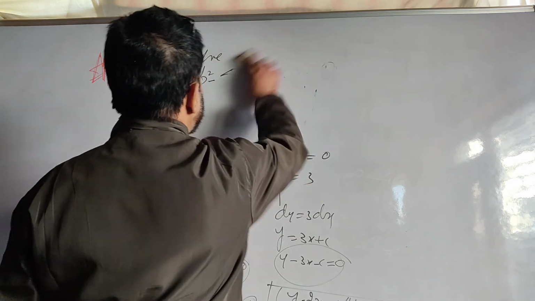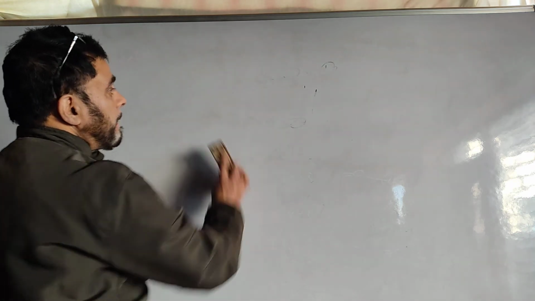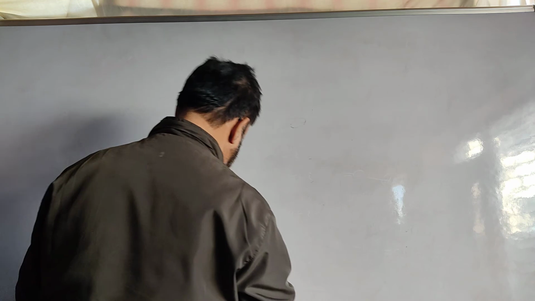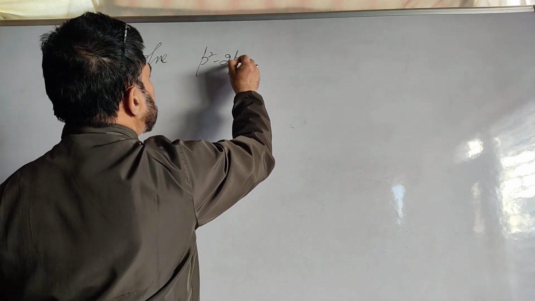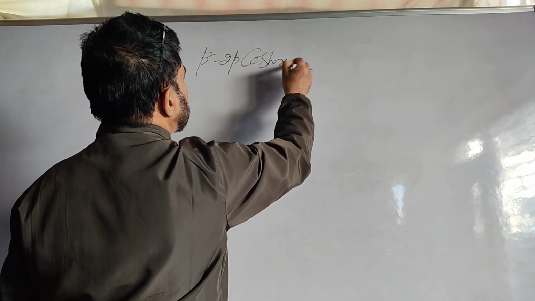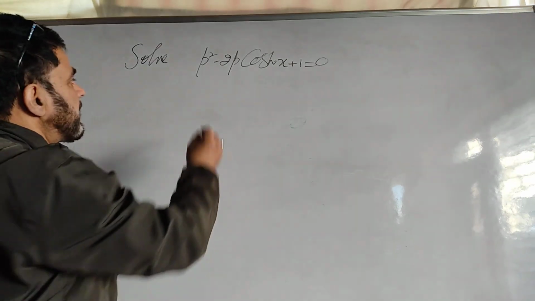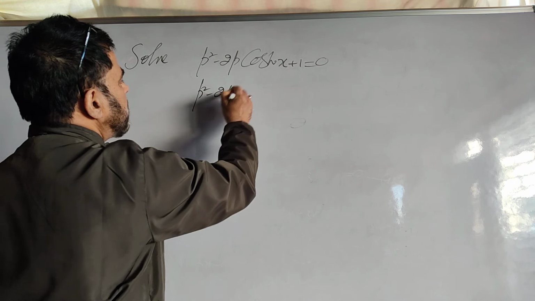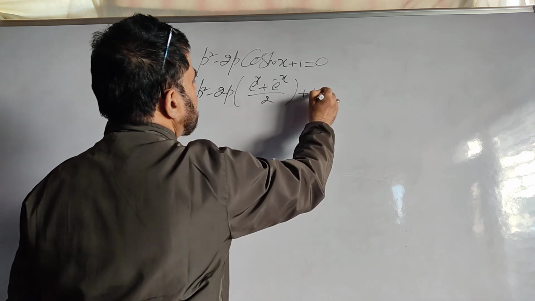Let us have one more example here. Suppose you want to solve the differential equation p square minus 2p hyperbolic cos x plus 1 is equal to 0. It is also solvable for p. I can write it as p square minus 2p into e raised power x plus e raised power minus x by 2 plus 1 is 0.